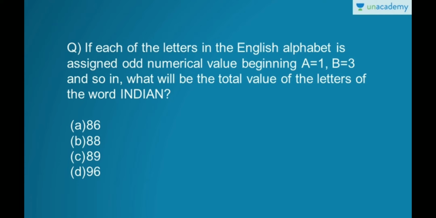Now let's move on to the next question. If each of the letters in the English alphabet is assigned an odd numerical value beginning at A equals 1, B equals 3, and so on, then what will be the total value of the letters of the word Indian? Okay, if A, B, C, D are coded like this, then how will Indian be coded, and after adding, what value will you get? That is your answer. So let's see.